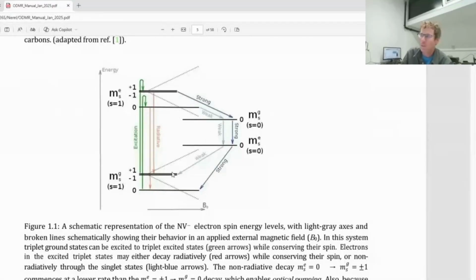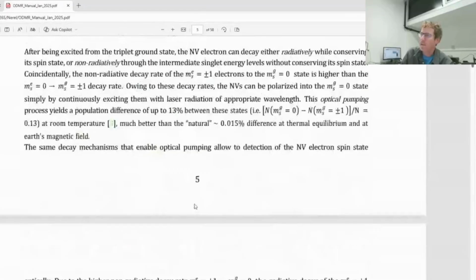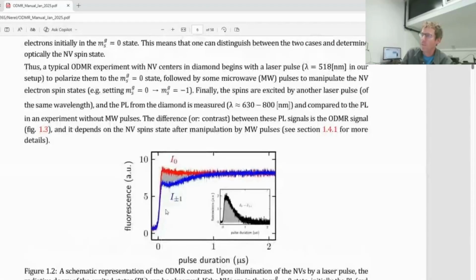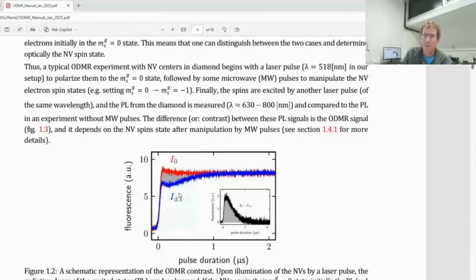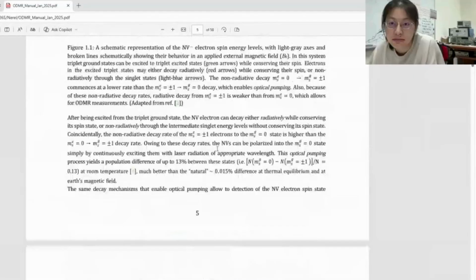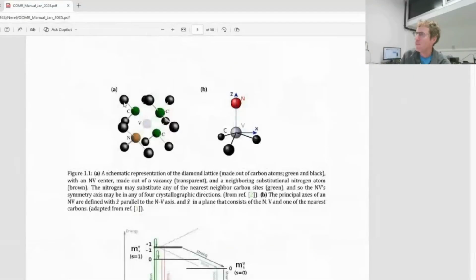I'm not getting into the physics, but the bottom line is that by fluorescence, you can read the quantum state of this spin. And this can go all the way to a single spin. Just a minute. So this is the physical system. It's a diamond with defects.